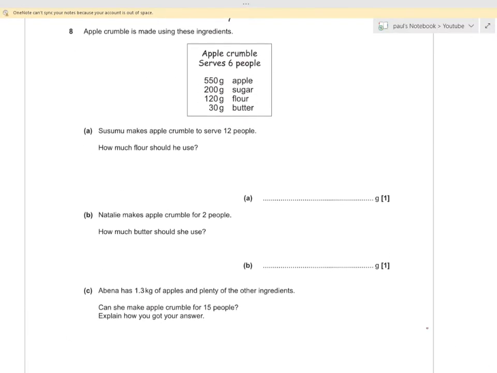Apple crumble is made using all these ingredients that serve 6 people. Want to make apple crumble to serve 12. How much flour? You just make twice as much flour, which is 240. Natalie makes apple crumble for 2 people. How much butter? So 2 people is a third of that. A third of the butter, 10 grams.